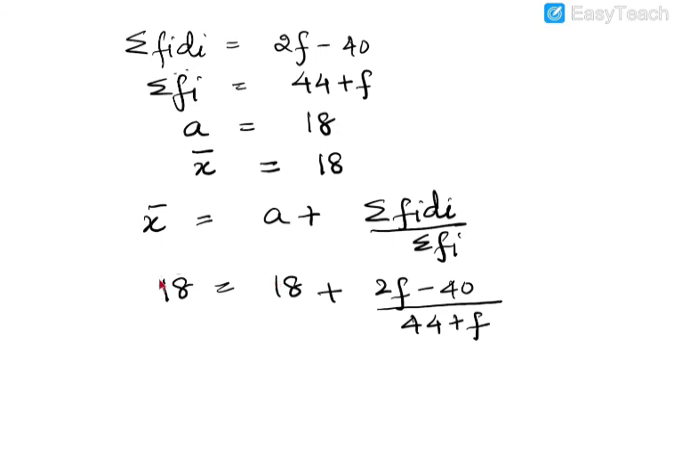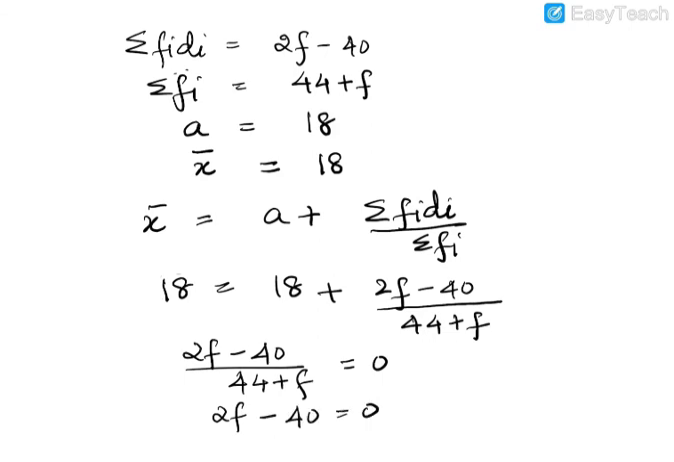Now when we take 18 to the left side, 18 minus 18 will become 0. So we have 2f minus 40 divided by 44 plus f equal to 0. So on cross multiplying, we get 2f minus 40 equal to 0. This implies 2f is equal to 40 or f is equal to 20. So the value of missing frequency is 20.